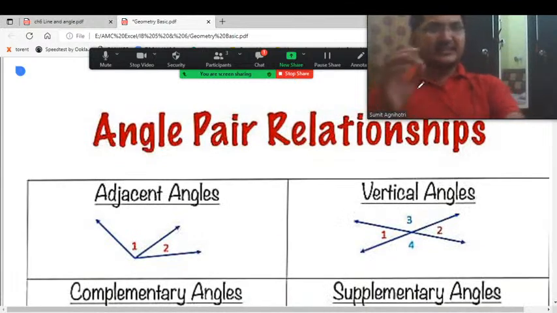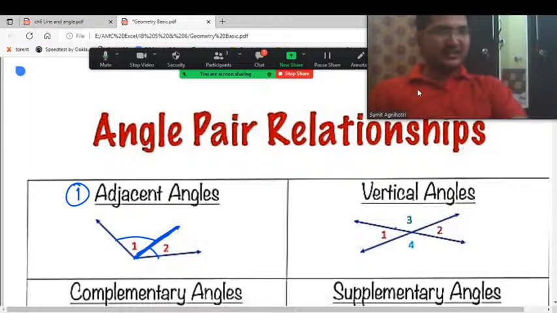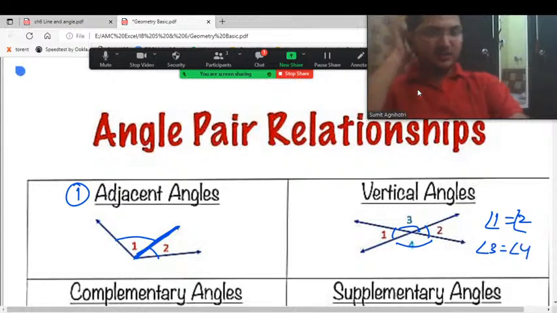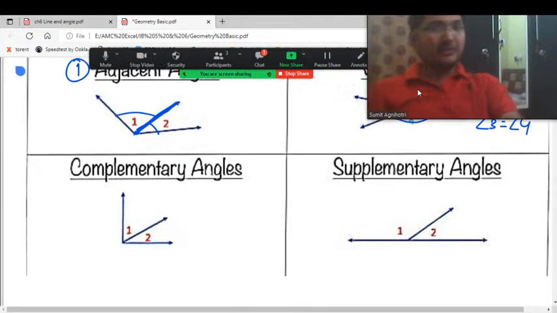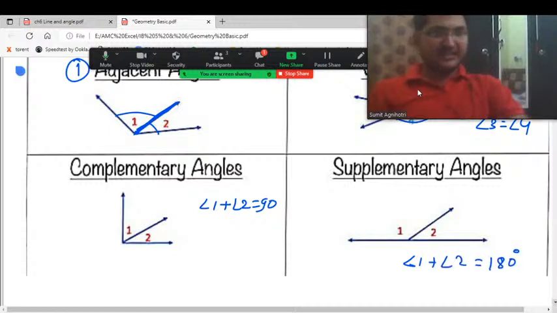I have now presented these pair relationships. This is an adjacent angle, 1 and 2 are adjacent here because they have one vertex and a common side. Similarly, these are vertical angles, 1 and 2 are vertical angles. We also call them vertically opposite, and these angles are equal to each other. Similarly, we have complementary angles whose sum is 90. They are supplementary if their sum is 180. I have just helped you to quickly summarize all these concepts.